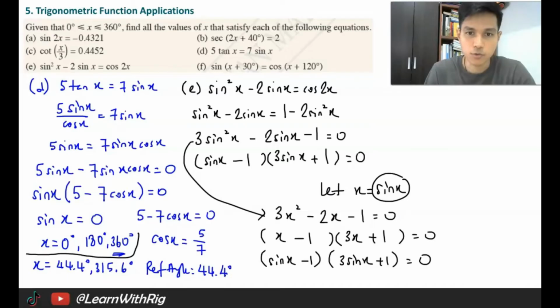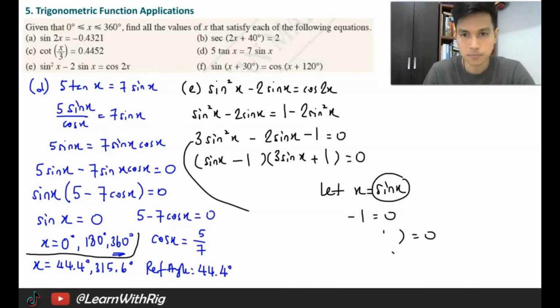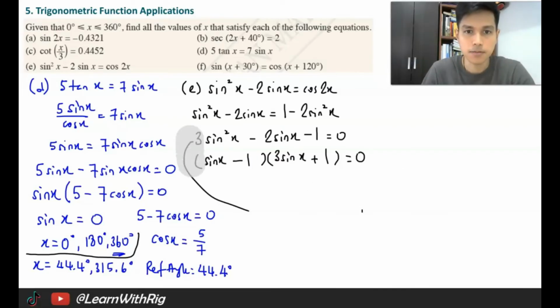Okay, let's say you don't know how I got this, you cannot seem to understand, you can use this way. Yes, it's a longer way, but at least you know you get your answer correctly. Alright, so let me erase this. Give me a minute. Okay, so here is 3 sine square. Here I get sine x minus 1 and 3 sine x plus 1.